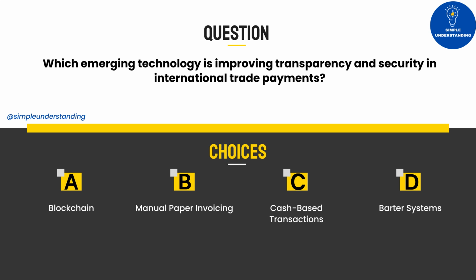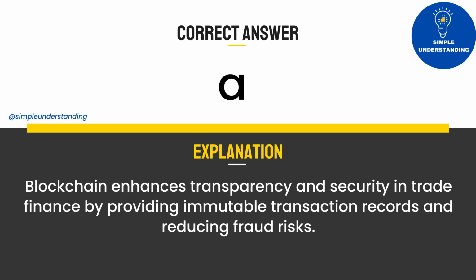10. Which emerging technology is improving transparency and security in international trade payments? A. Blockchain. B. Manual paper invoicing. C. Cash-based transactions. D. Barter systems. Correct answer: A. Blockchain. Explanation: Blockchain enhances transparency and security in trade finance by providing immutable transaction records and reducing fraud risks.